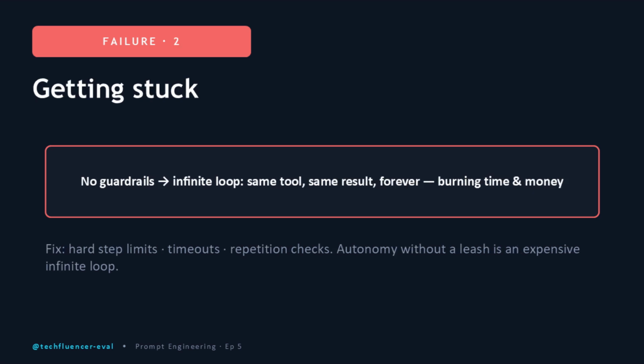Failure 2. Getting stuck. An agent with no guardrails can fall into a loop within the loop, calling the same tool, getting the same unhelpful result, and trying again forever, burning time and money without converging. This is why every serious agent has hard limits, a maximum number of steps, timeouts, and checks that stop it from repeating itself. Autonomy without a leash is just an expensive infinite loop.